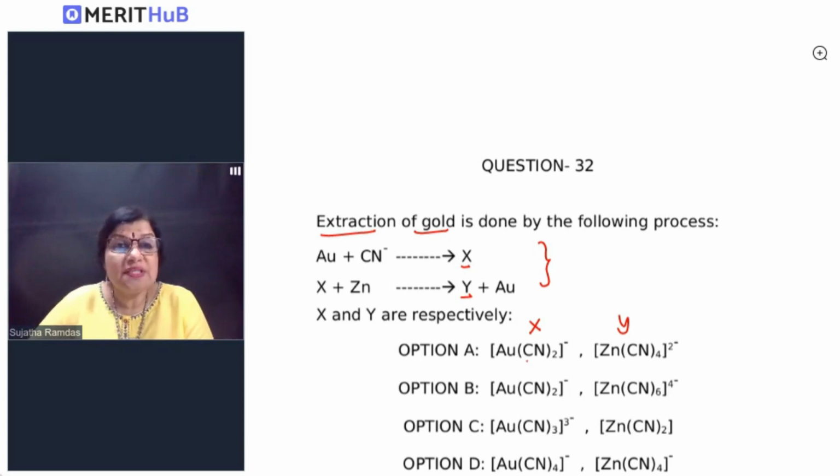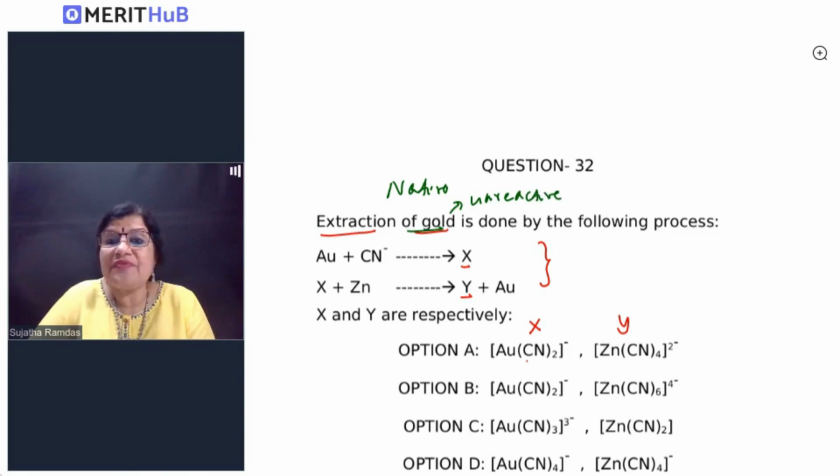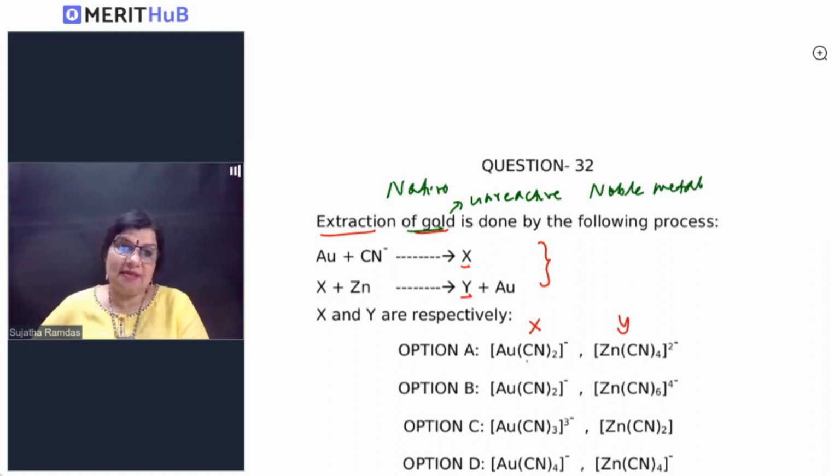Now this process is used to extract gold. You know that gold is a native metal, or gold exists in the native state, not in the compound state, because gold is highly unreactive and we call gold a noble metal. Okay, silver is also a noble metal. So gold and silver are normally prepared by this method, which involves 2 processes.